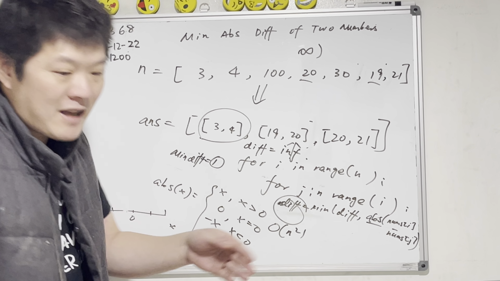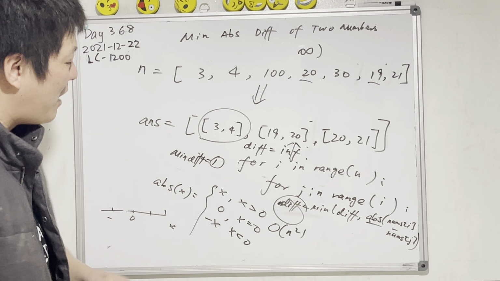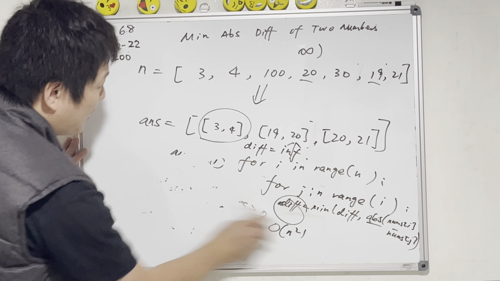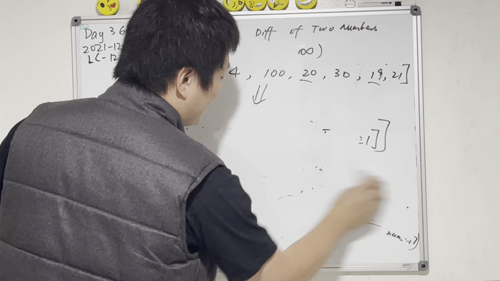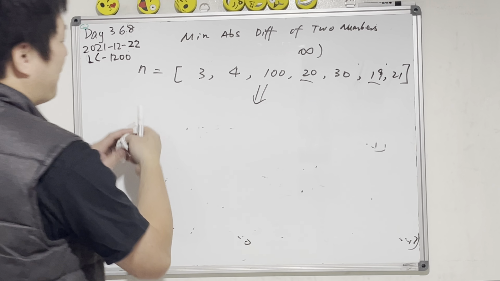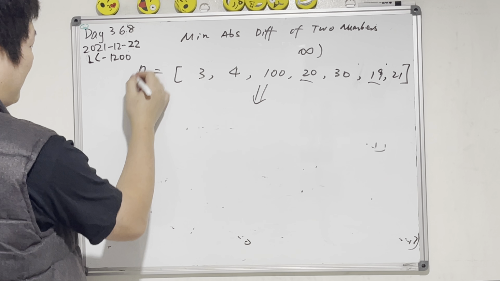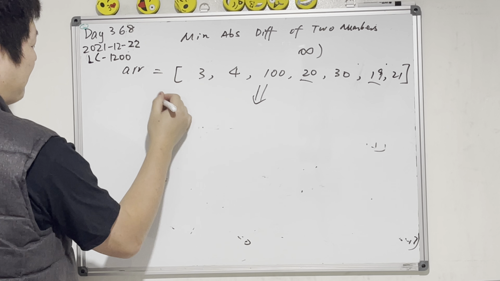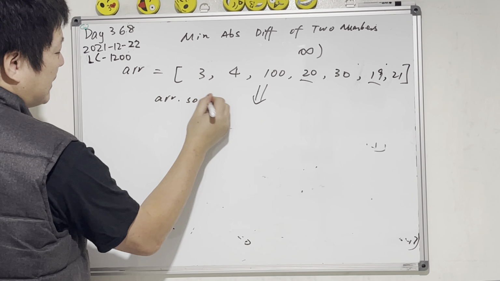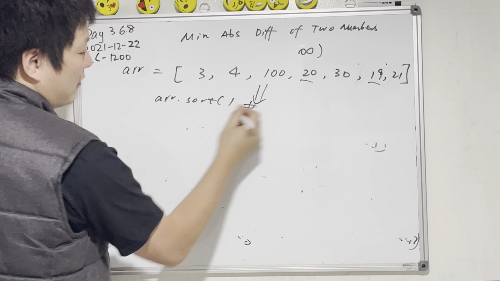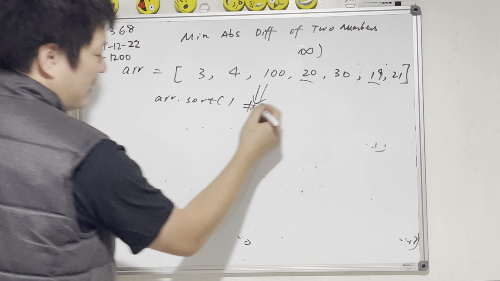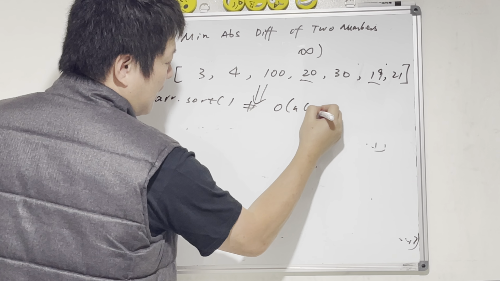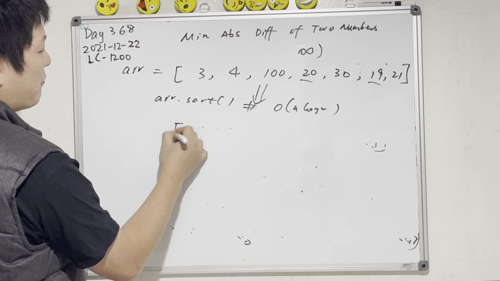And then we sort it. If we sort it, how do we do it? Look, if we sort this array, the minimum difference would be in what? If I do arr dot sort, what's the time complexity? What's the time complexity for this one?